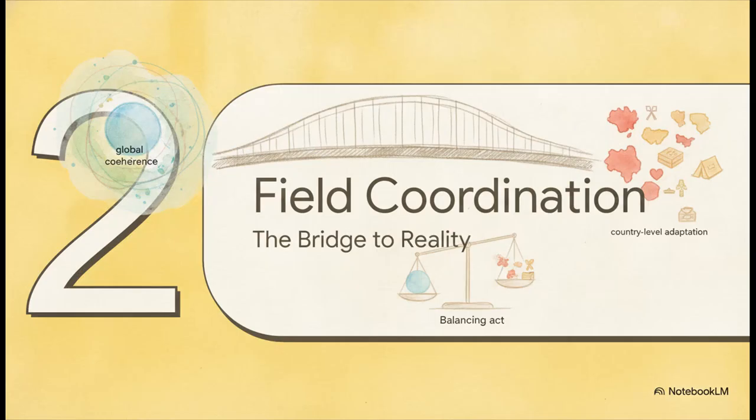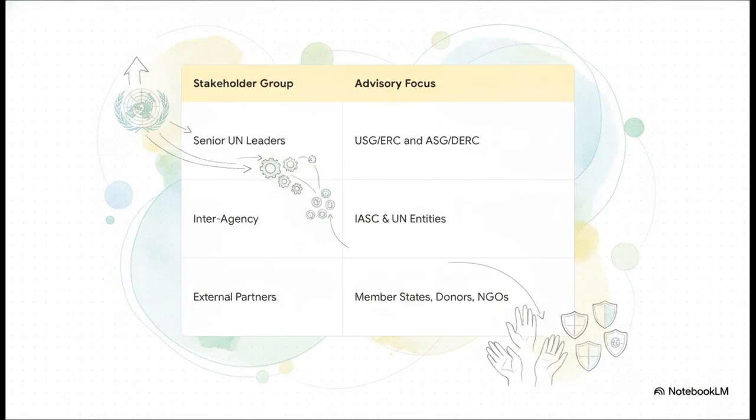Which brings us to part 2, field-focused coordination, serving as the bridge to reality. To pull that integration off, you have to look at the sheer scale of the stakeholder ecosystem this director is dealing with. It is honestly staggering. On one hand, they're giving direct advisory support to the absolute highest levels of UN leadership, like the Undersecretary General. On the other hand, they are driving interagency alignment with huge UN entities, all while engaging with external partners. We're talking powerful member states, major donors, local NGOs.